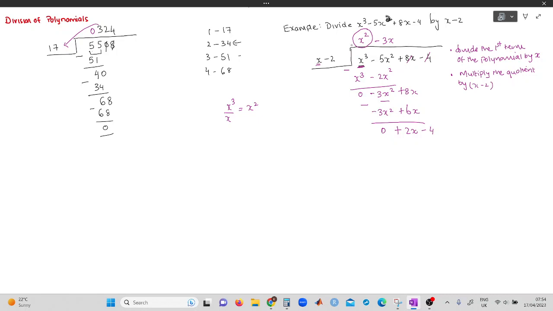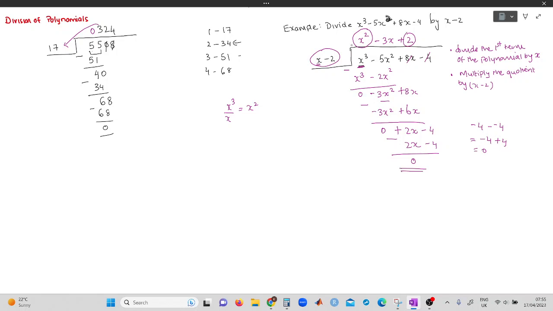Donc là, 2x divided by x gives me 2. Là, mon réponse, je remultiplie par x minus 2. So 2 times x, 2x. 2 times minus 2, minus 4. Je retire to see if there are any remainder. Donc 2x minus 2x, 0. Ok, minus 4, minus 4. Moins 4, retirer moins 4, c'est la même chose que moins 4 plus 4, ça va me faire 0. Therefore, my division ends here.